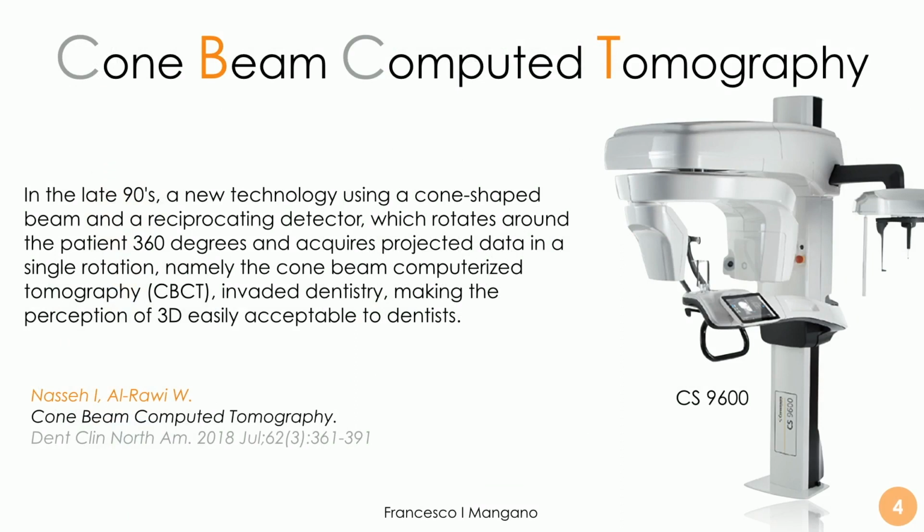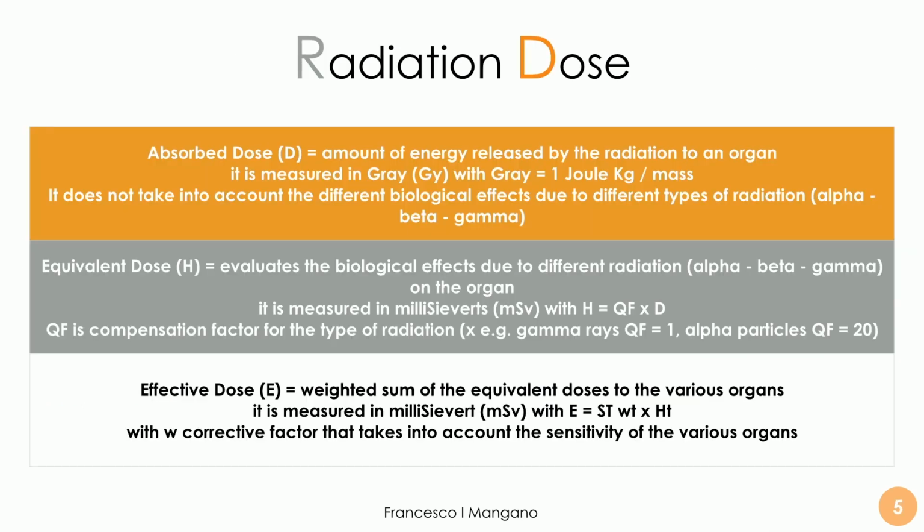The cone beam computed tomography appeared in the late 90s as a new technology using a cone-shaped beam and a reciprocating detector which rotates around the patient 360 degrees in order to acquire projected data in a single rotation. After that, it immediately invaded dentistry because it made the perception of 3D easily acceptable to all dentists. Now, cone beam computed tomography units are in all dental offices around the world because they are really a game changer. And the radiation dose is a very important topic when we talk about cone beam computed tomography.